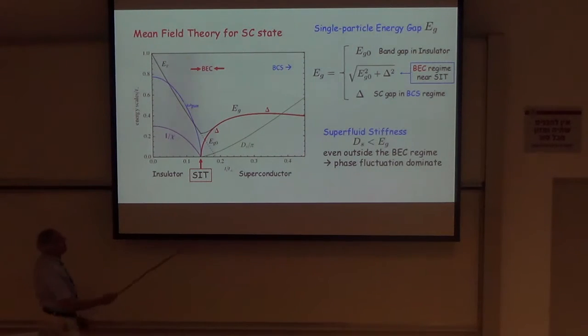And you see that deep in the BCS regime, of course, the superfluid stiffness is huge and the pairing gap is much smaller than that. However, near the superconductor insulator transition, in fact, the roles of these two are reversed. And so the situation here is tailor-made for a large amount of phase fluctuations. And the importance of phase fluctuations is not just limited to what I'm calling the BEC regime, where I have this more complicated gap, but even in part of what I'm calling the BCS regime, where the entire single particle gap is made up of pairing, I still have very large phase fluctuations.